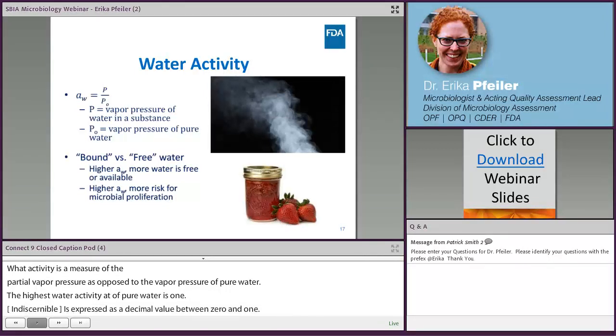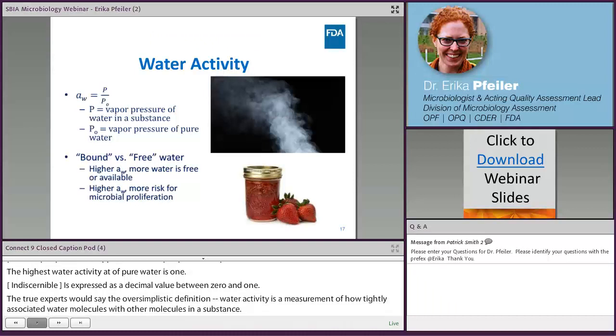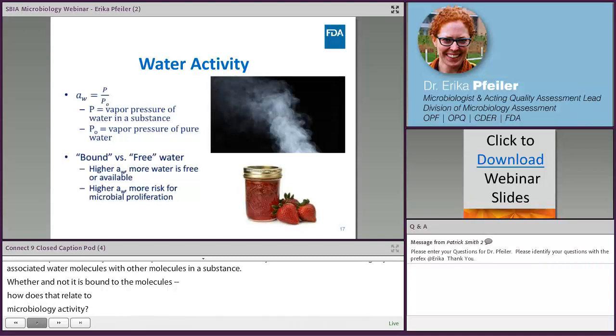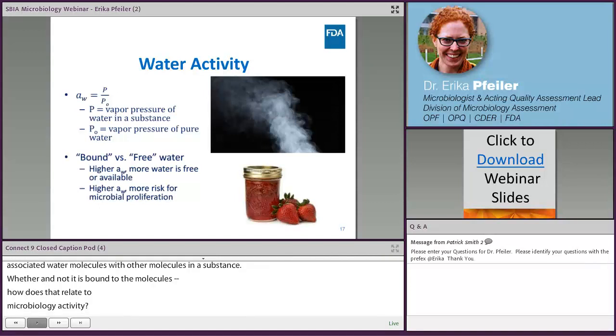Now, for a more practical, and the true experts would say overly simplistic definition, but we'll go with it, water activity is a measurement of how tightly associated water molecules are with other molecules in a substance, whether or not the water is bound to those molecules. How does that relate to microbiological activity? Think of fresh fruit versus fruit that's been turned into jam. When making jam, you add lots of sugar, which binds with the water that's present in the fruit. The sugar binds to the water, lowering the water activity, and the bound water is no longer free for microorganisms to use for proliferation, which prevents the spoilage of the jam.